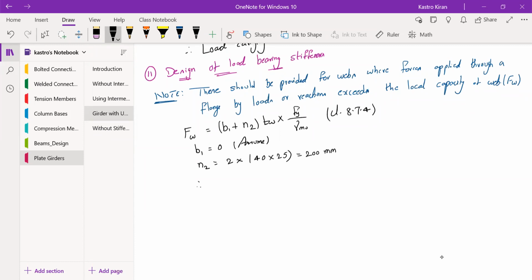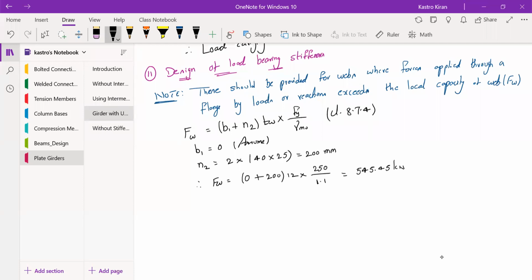Therefore, force in web FW equals B1 value 0 plus N2 value 200, and the thickness of the web is 12, Fy value is 250 upon gamma m0 which is 1.1. So this will be 545.45 kilonewtons. So you have solved the value of FW, right?